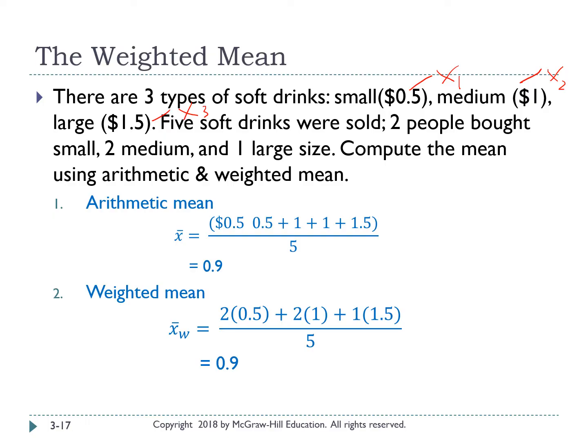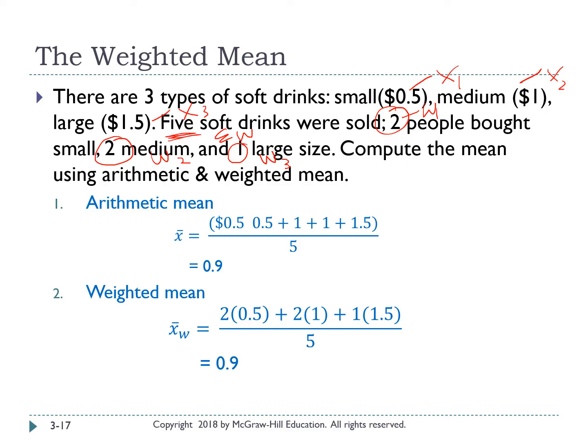So 5 soft drinks were sold. What is this 5? 5 is basically your total weight. Okay, so 5 soft drinks were sold. 2 people bought small. So what is this 2? 2 is your first weight. And then 2 people bought medium. So this is your second weight and 1 person bought the large size. So this is your third weight. You are asked to compute the mean using the arithmetic formula as well as the weighted mean formula.